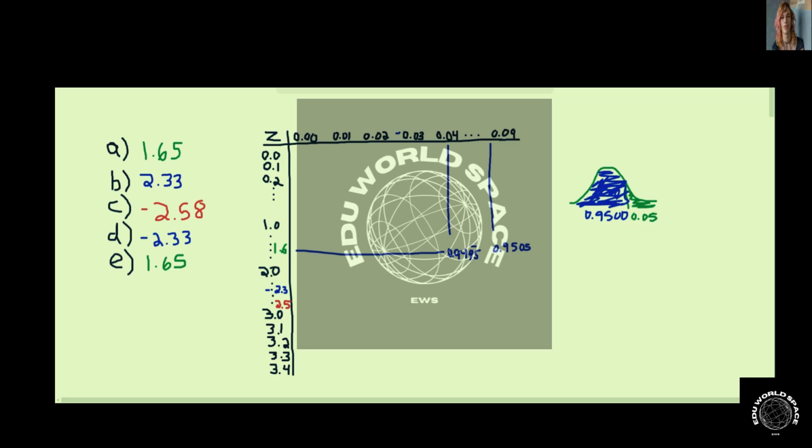Comparing this to what they asked for in part A, they gave us double the alpha value, but since it was a two-tailed test, we ended up cutting it in half to end up with 0.05.